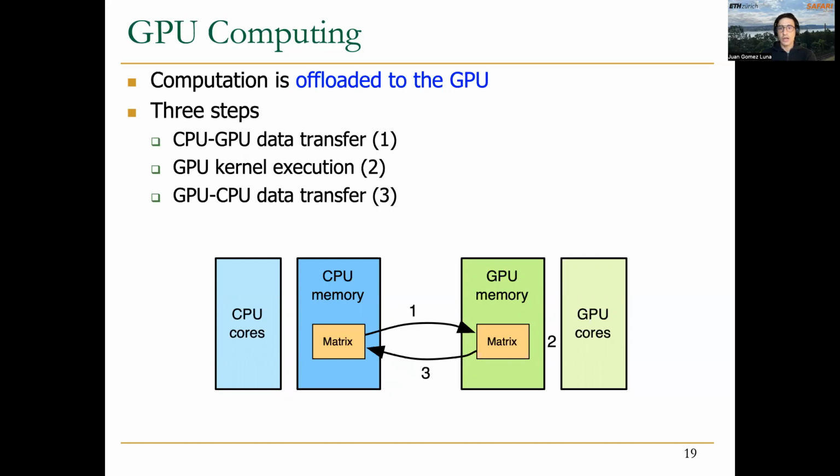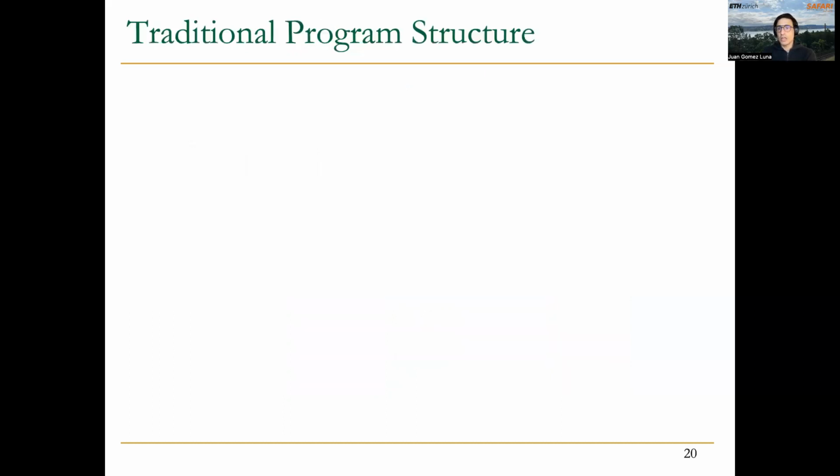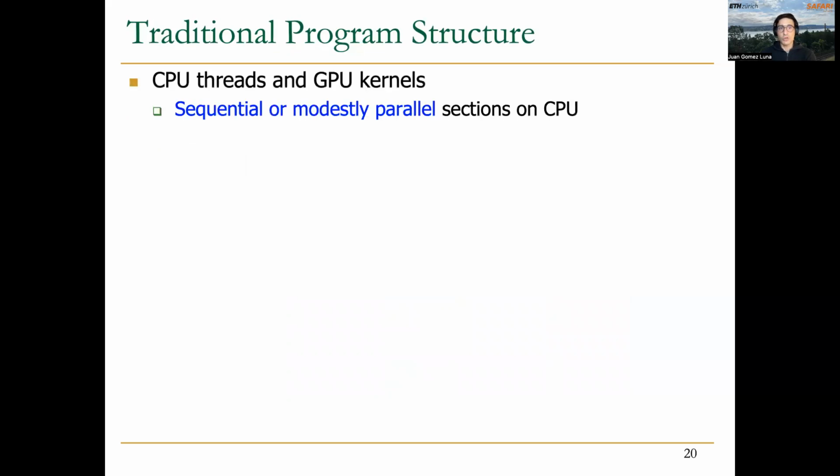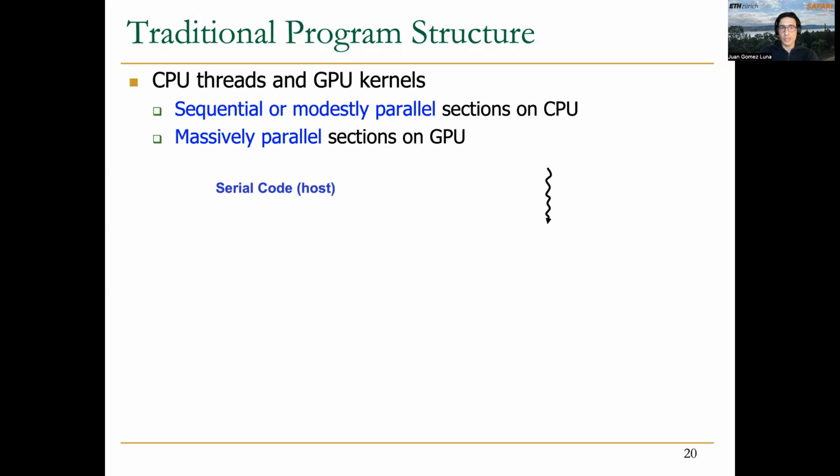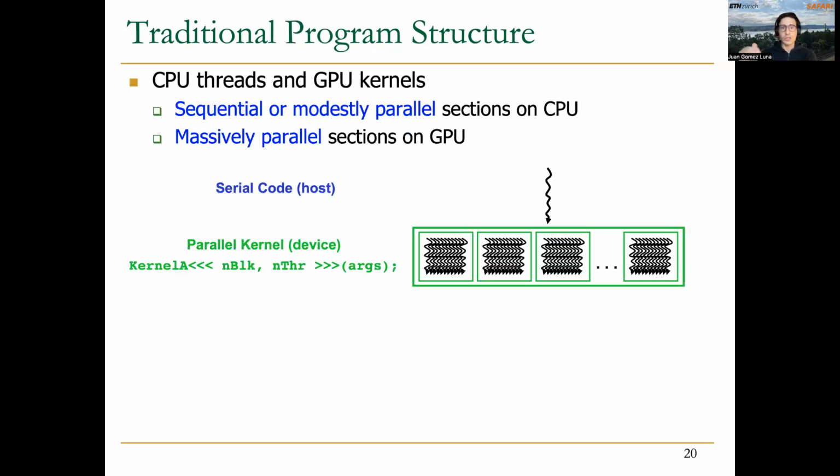These three steps are represented in the typical program structure in heterogeneous systems with CPUs and GPUs, where we will normally run sequential or modestly parallel sections of the code on the CPU, while massively parallel sections of the code will run on the GPU. So normally we'll have something like this. First of all, we'll have one single thread or just a few threads running code on the host CPU, and at some point they will offload some computation to the GPU, to the device side.